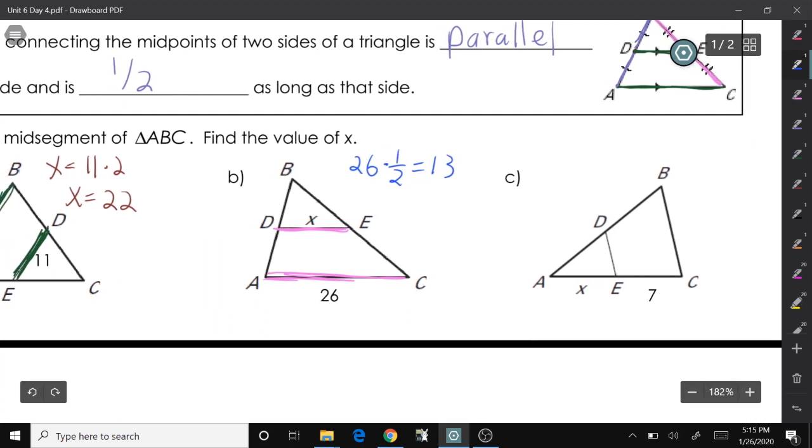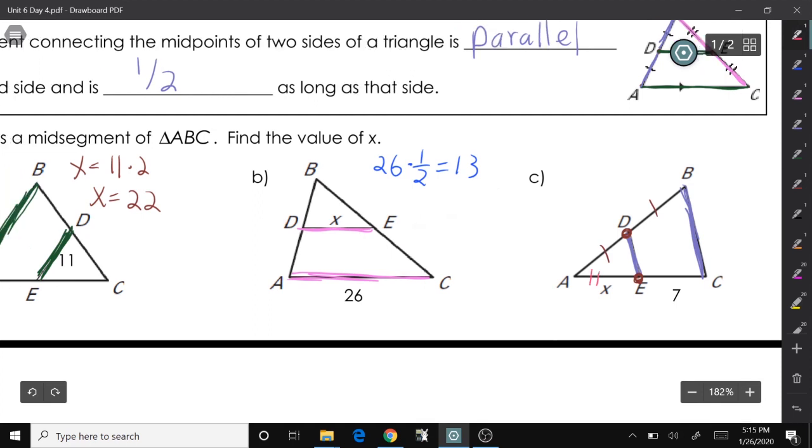In example C, we're not given anything about the midsegment and its corresponding side. But remember, these two points bisect the sides that they're on, meaning these two sides are congruent and these two sides are congruent. Oh, so this means x and 7 belong here. So x equals 7. They are the same length.